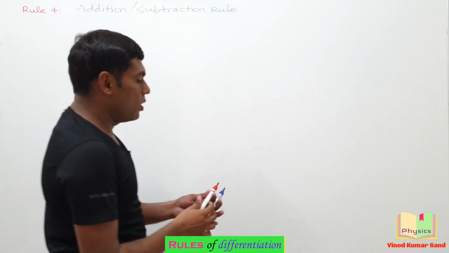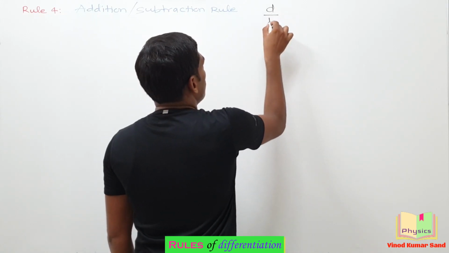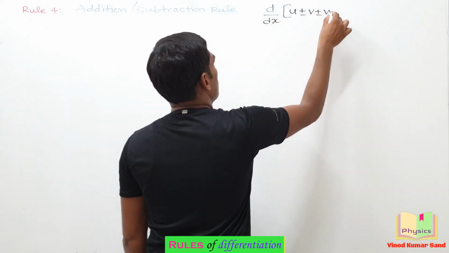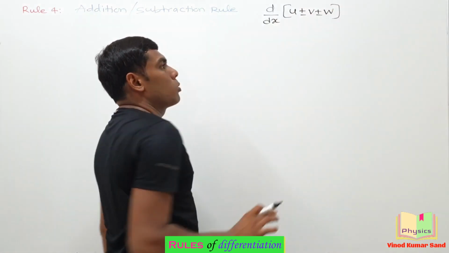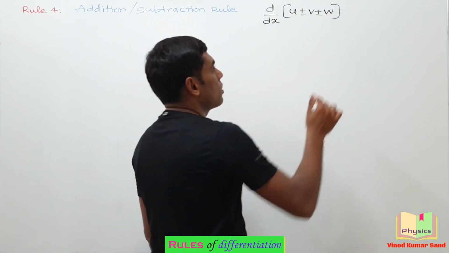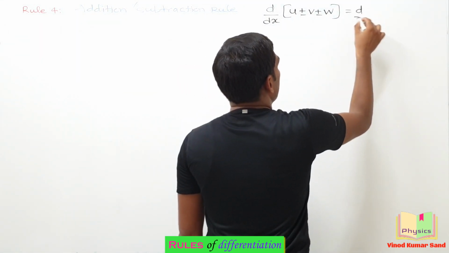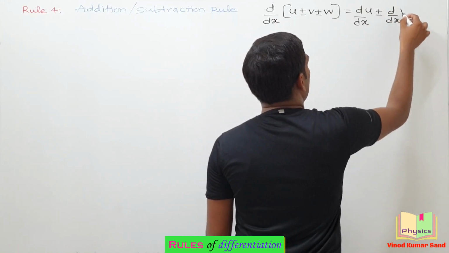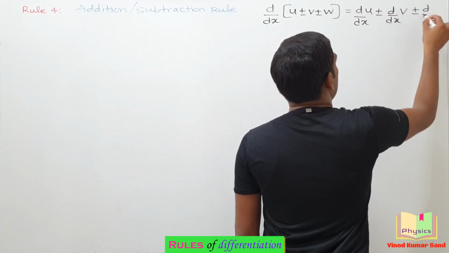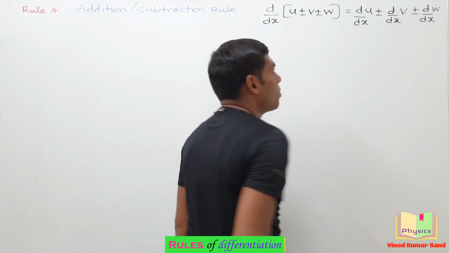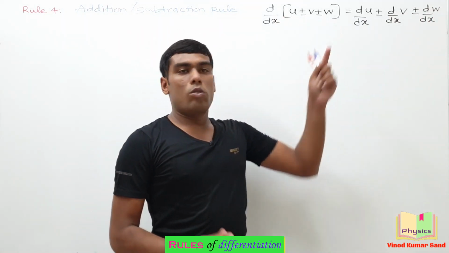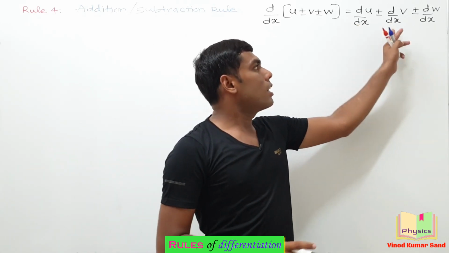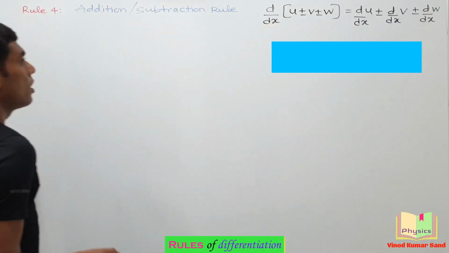It's a pretty simple rule. Suppose you have d by dx of u plus minus v plus minus w. Here u, v, w, they all are differentiable functions. Then you can write it as d by dx of u plus minus d by dx of v plus minus d by dx of w. If you have a few functions in addition or subtraction, then you can individually operate on them.